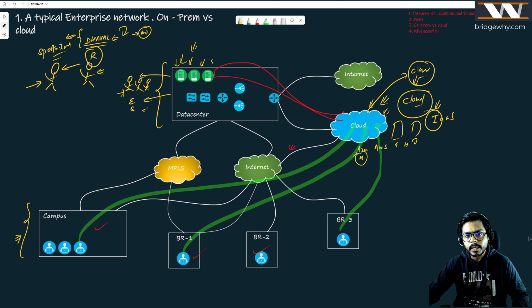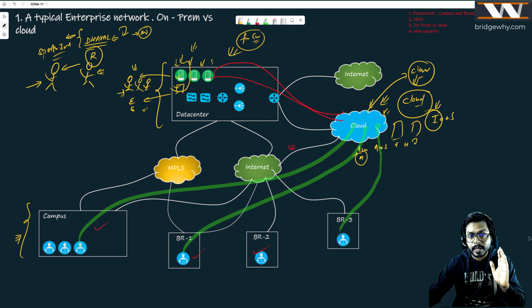But there are some things which you do not want to put on the cloud. Maybe your finance or your customer data. Finance and customer data is very, very important for you. So you are not putting these two servers, suppose this one and this one, into the cloud. They are still there. But yes, the space requirement and the number of people managing this data center are much lower now.